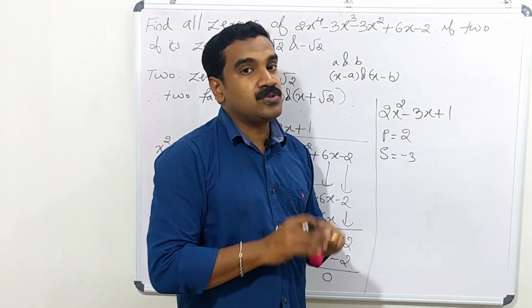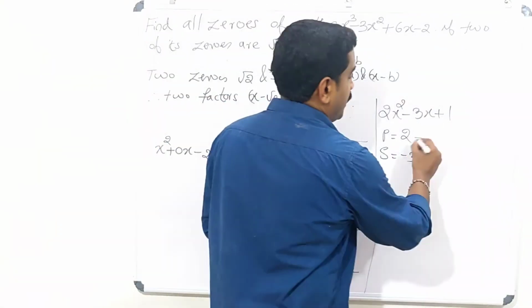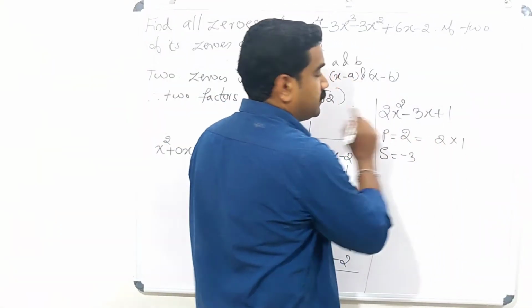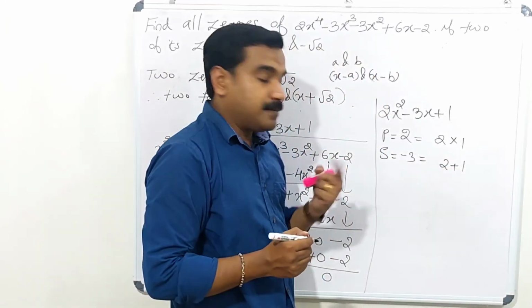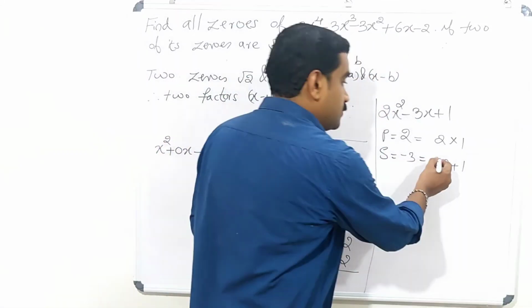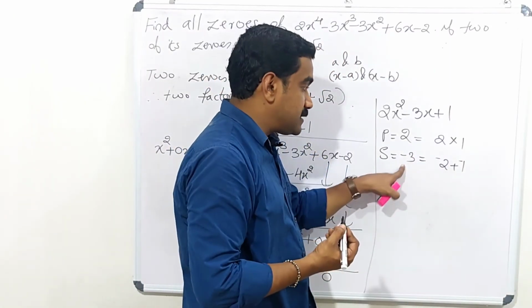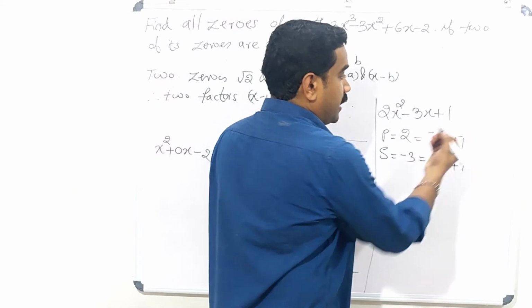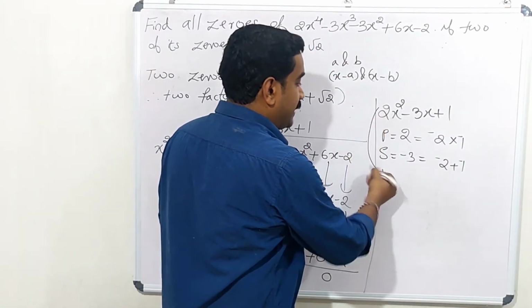Product is positive. It means that both the numbers are the same sign. It's actually 2 into 1. What is 2 into 1? 2. Then 2 plus 1 is 3. But here we need negative 3, so you can put negative here: negative 2 and negative 1. Negative 2 plus negative 1 is negative 3, and negative 2 into negative 1 is positive 2. So you can split the middle term this way.